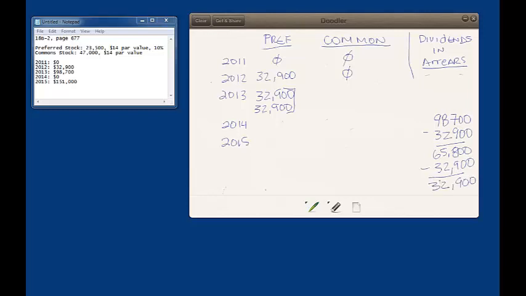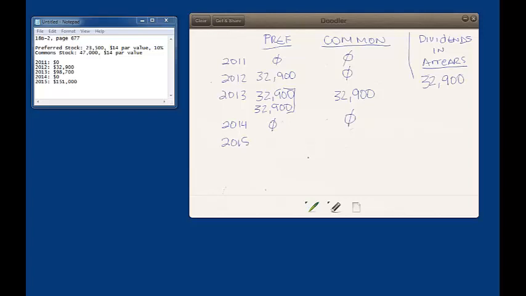We go to step 2. We had determined that step 2 was 65,800, but again, we don't have that much, so we just give the common stockholders everything that's left. Okay, and now we are out of money and done with 2013. Okay, so 2014. No dividends to preferred or common stockholders, but just like 2011, we now have 32,900 dividends in arrears. Nobody's paid anything.